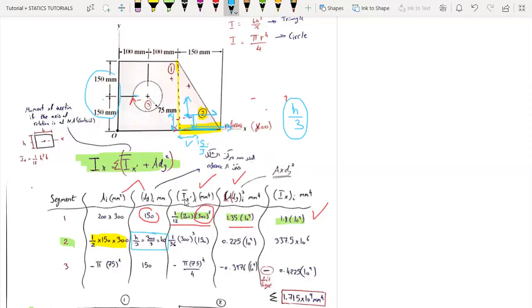Anyway, here Ix bar will be what? Instead of 1 over 12 for the rectangular shape, it will be 1 over 36. So 1 over 36 multiplied by, the x-axis is crossing which dimension? It's crossing the 300 dimension, correct? So it will be cubed multiplied by the other dimension, which is 150. Now we can get dy squared, and adding these two numbers will give us Ix about this axis, the x-axis.